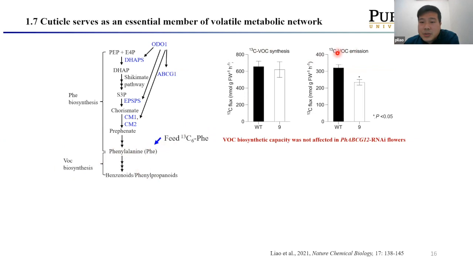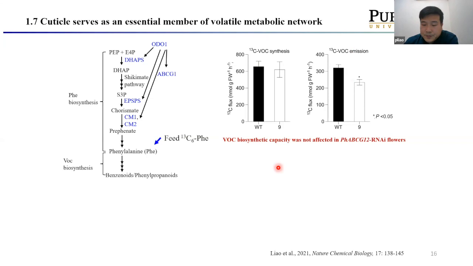So our results indicate that after feeding, the VOC synthesis was recovered to the wild type level. However, the VOC emissions are still significantly lower than in the wild type. So this indicates that in the transgenic plants' petals, the VOC biosynthetic capacity was not affected.